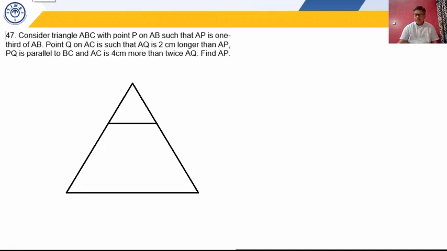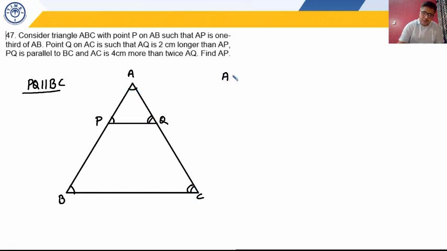Now look at the question number 47. What is given? ABC with point P on AB and AP is 1/3 of AB. So this is my triangle ABC. P is present on AB and Q is a point on AC. And AP is 1/3 of AB. Can I say if PQ is parallel to BC, then this angle is equal to this angle is equal to this angle, and this is common. So AP upon AB is equal to AQ upon AC. AP upon AB is 1 upon 3. It is given in your question.